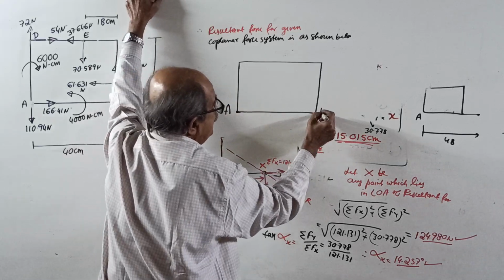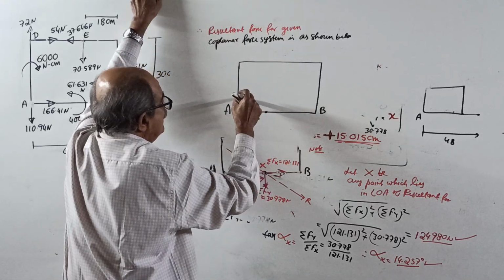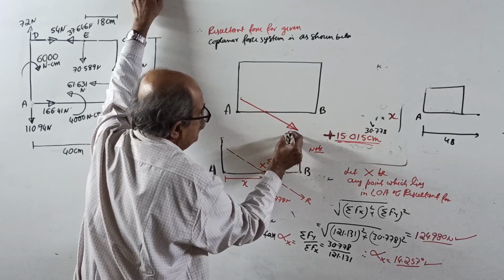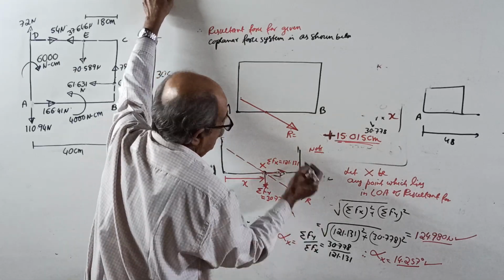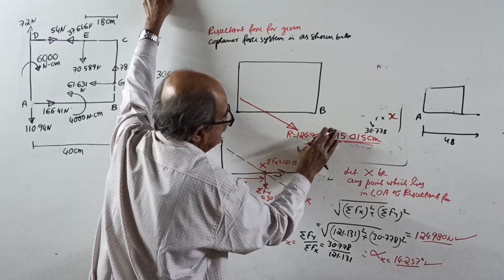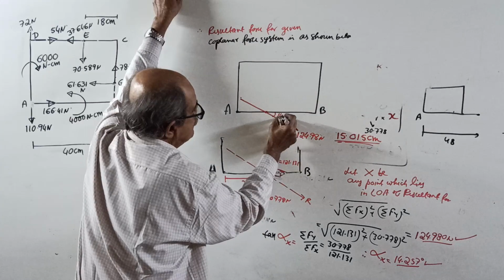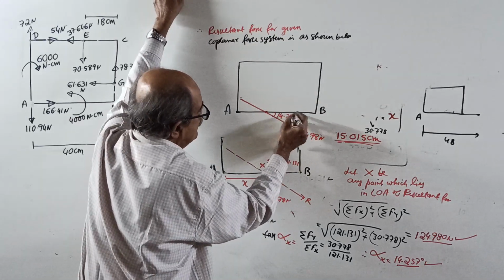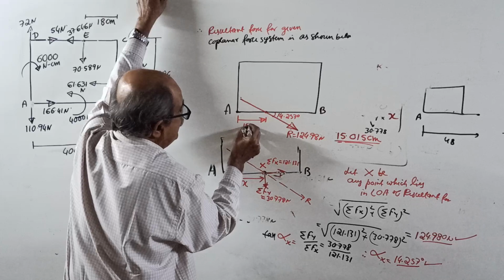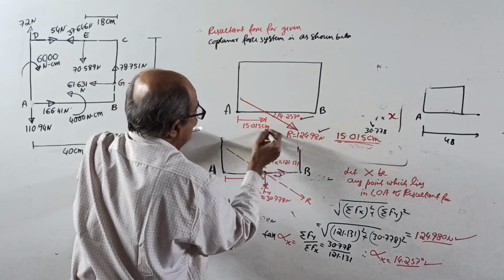A, B, how much? 15, 40, somewhere here. See, somewhere here. The angle is very small, this way. This is the resultant magnitude equal to 124.98 Newton, and the angle it makes with horizontal is 14.257 degrees, and that point cuts the AB line to the right side from A by a distance of 15.015 centimeter. Magnitude, direction, and line of action.